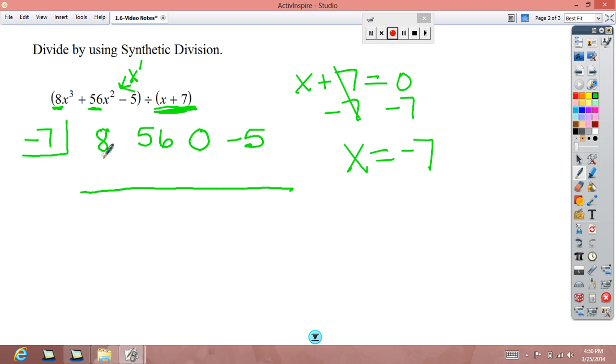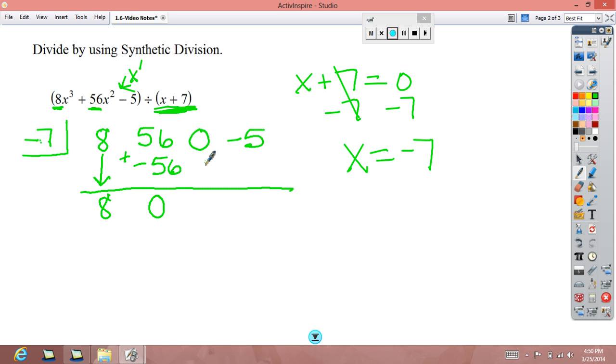This first term, 8, always comes down. 8 comes down. Now I multiply this term times the value we had for c. So negative 7 times 8 is negative 56. Okay? And I put that in here. Now these two I'm going to add. Alright, I get 0.